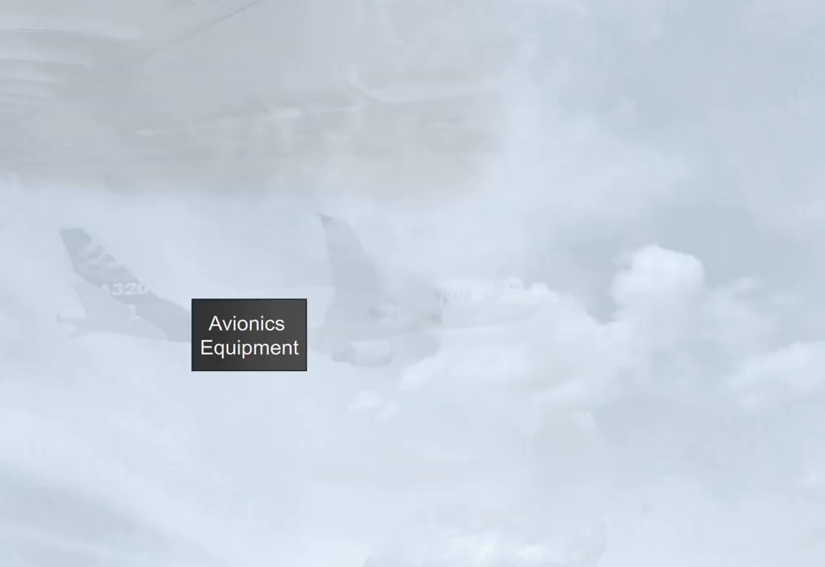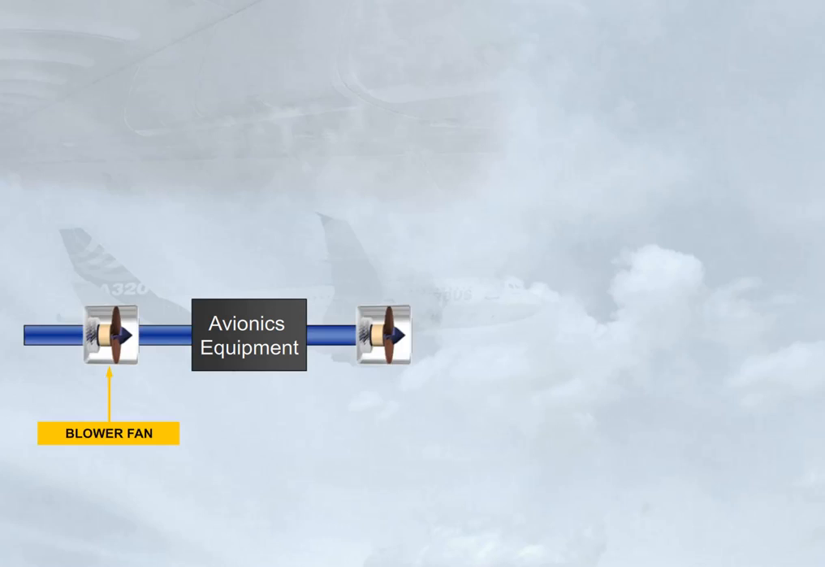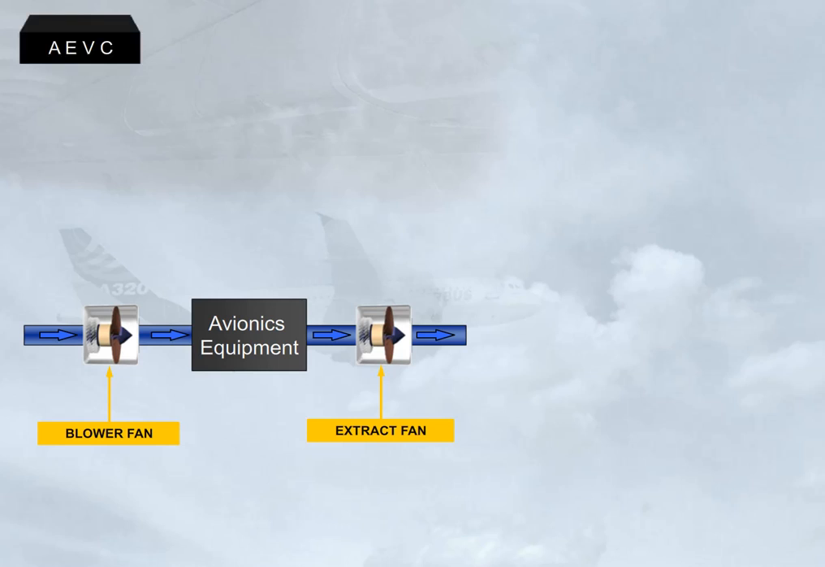Air is circulated by two fans, a blower, and an extract. These fans operate continuously as long as the aircraft electrical system is supplied. Note: the operation of the avionics ventilation system is controlled and monitored by an avionics equipment ventilation controller, AEVC.